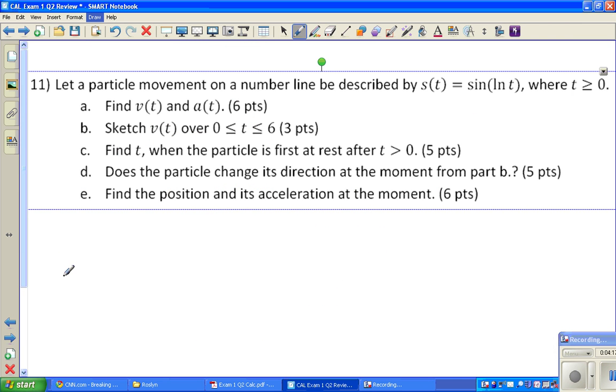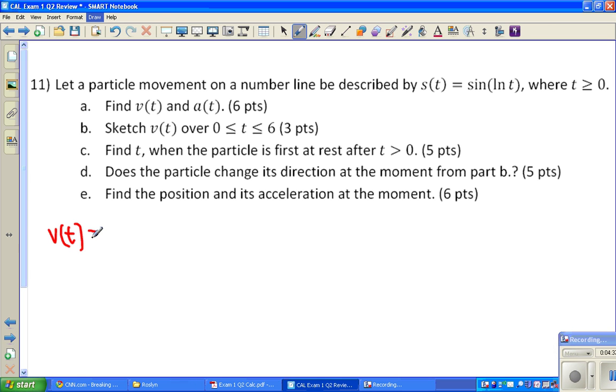Now, this is the second to last question, but since we finished the last question in class, I will not be going over it online, but let us look into number 11 here together. So we have the particle's movement given in this way. Now, find v of t. v of t here is simply the derivative of s, meaning the derivative of sine becomes cosine of ln of t, and then we have to multiply by the derivative of the inside, which is equal to 1 over t.